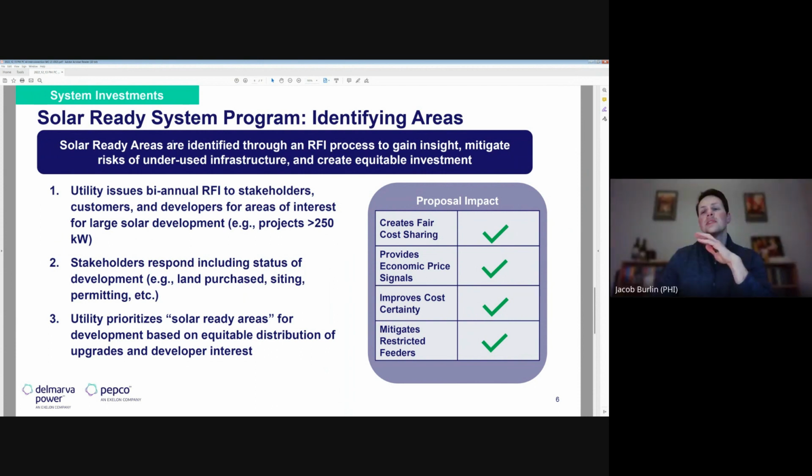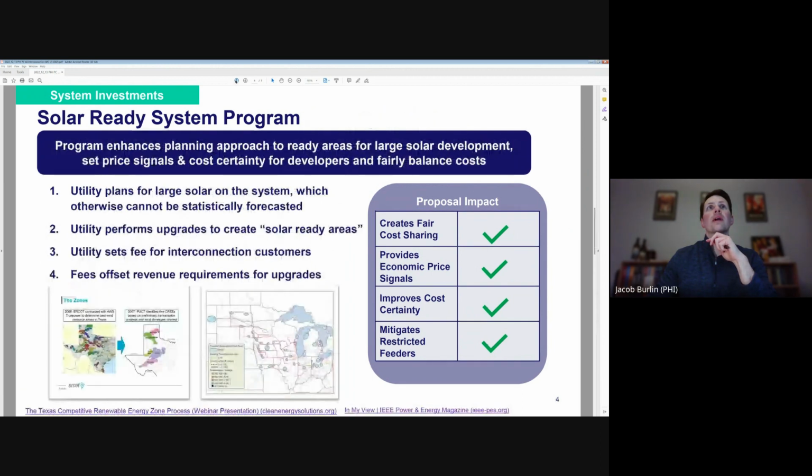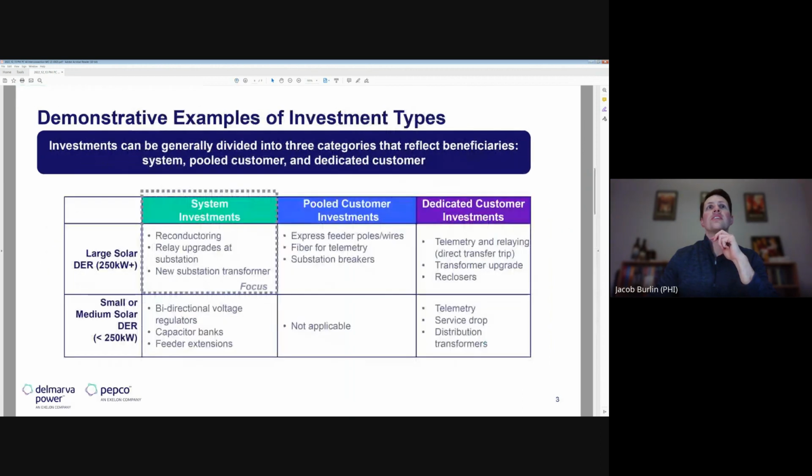I think at least my understanding of it is that would be, and I want to go back a couple more slides. This is really focused on this piece, the large solar systems that are going to potentially have large impacts to system-wide investment. So this is really where that piece is focusing in.